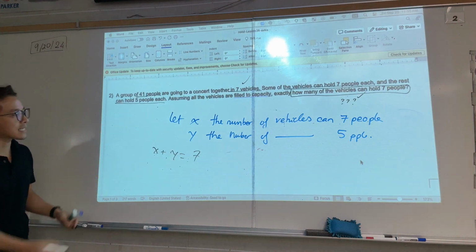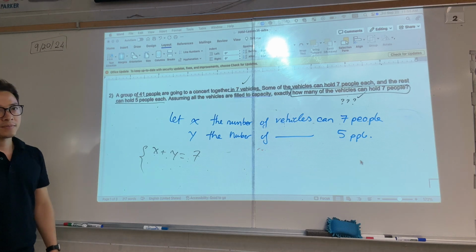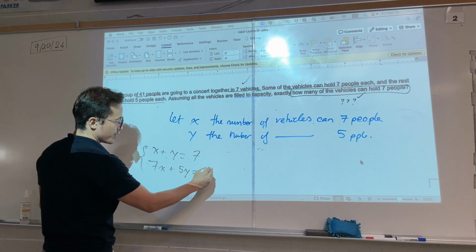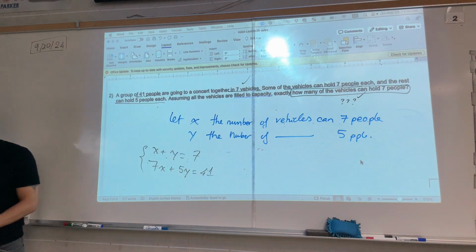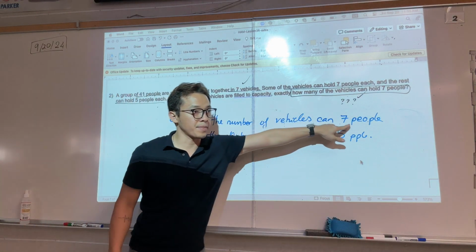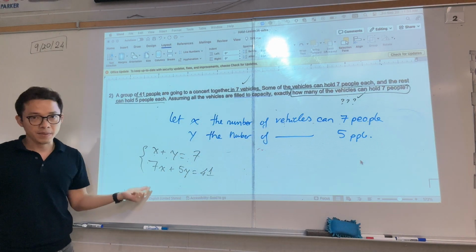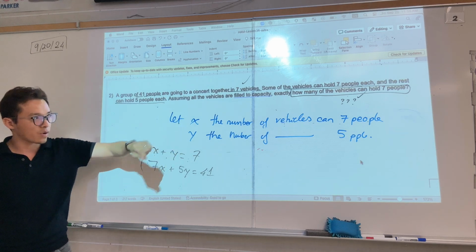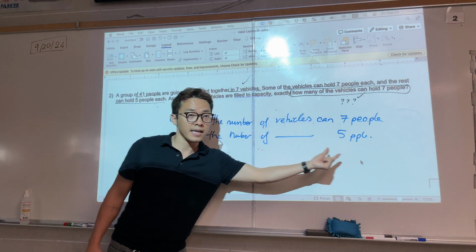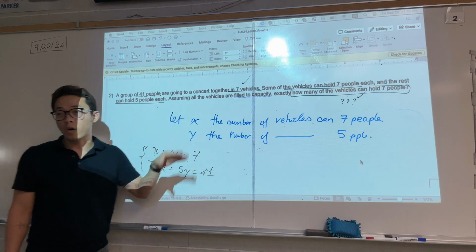Okay, now Vanessa, what is the second equation? What is the information you haven't used? 7x plus 5y equals 41. That's it. Good job. Give Vanessa 1 point. Yeah? That's how you set it up. Again, one vehicle here can hold 7 people. So x vehicles is going to be 7 times x, the total number of people on the vehicles that hold 7 people. Similarly, y is the number of vehicles that can hold 5. So we do 5 times y to see how many total people are on those vehicles.